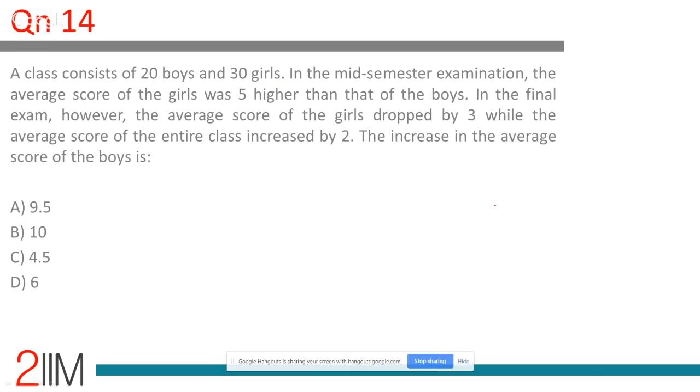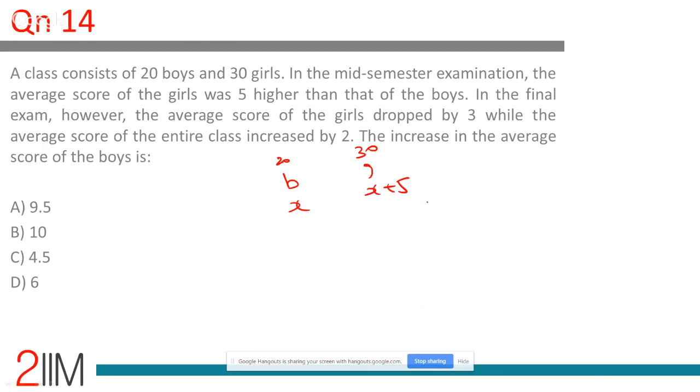A class consists of 20 boys and 30 girls in the mid-semester exam. The average score of the girls was 5 higher than the boys. Boys is to girls, 20 and 30. Average score of boys is x, girls is x plus 5. In the final exam, however, the average score of the girls dropped by 3, while the average score of the entire class increased by 2.